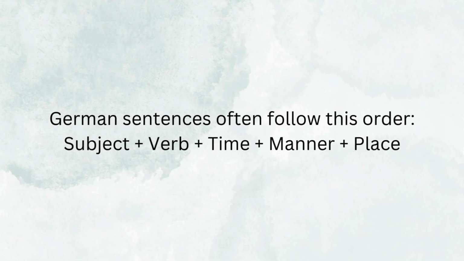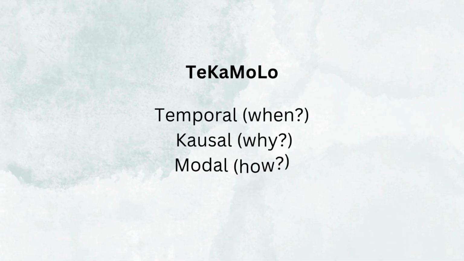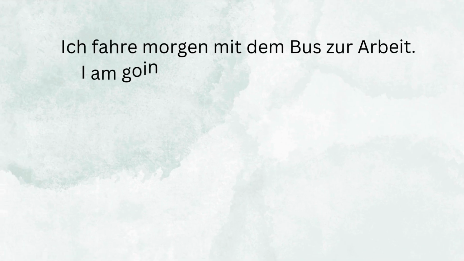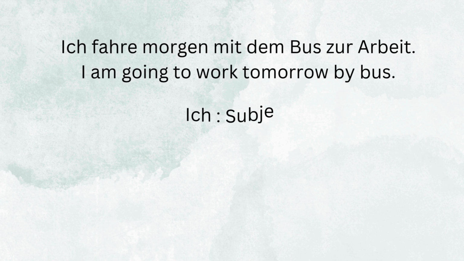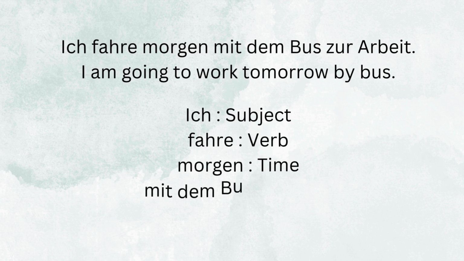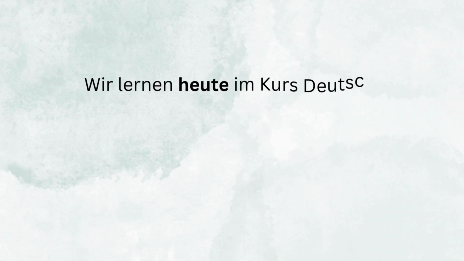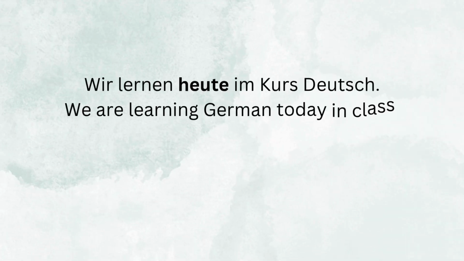German sentences often follow this order: subject, verb, time, manner, place. Many teachers call this TeKaMoLo: temporal, when; causal, why; modal, how; and local, where. Let's see an example. Ich fahre morgen mit dem Bus zur Arbeit. I am going to work tomorrow by bus. Break it down. Ich, subject; fahre, verb; morgen, time; mit dem Bus, manner; zur Arbeit, place. Another example. Wir lernen heute im Kurs Deutsch. We are learning German today in class.